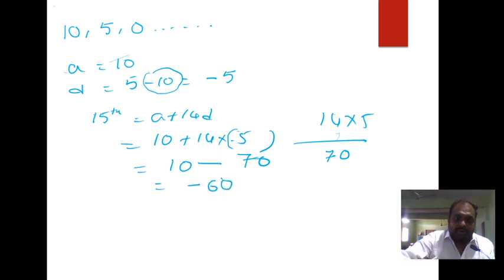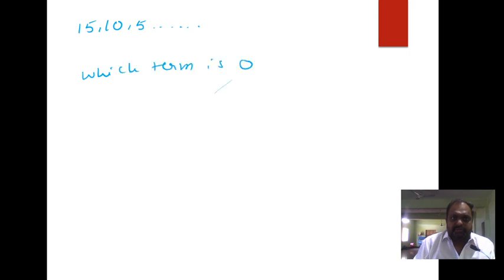Next, in an arithmetic progression 15, 10, 5 and so on, which term is 0? Here we know a is equal to 15 and d is equal to 10 minus 15. So minus 15 is the big number, it has a negative sign. You keep the answer 5, 15 minus 10 is 5, and just keep minus, because the big number's sign is minus. Minus 5 is the common difference.